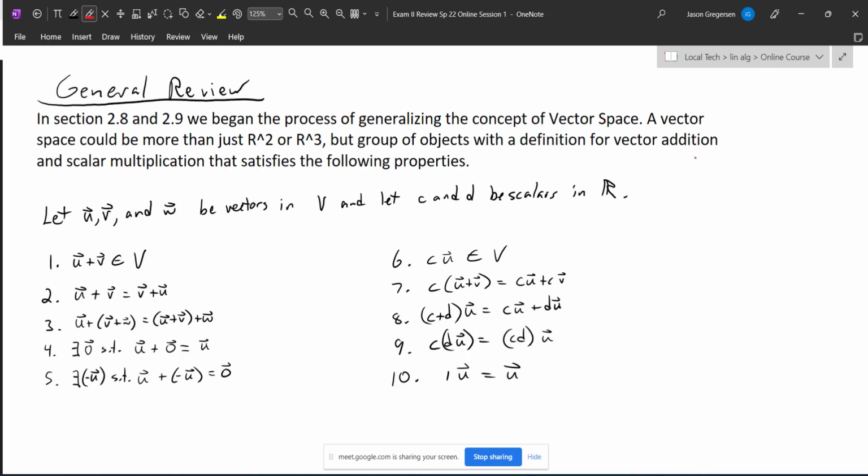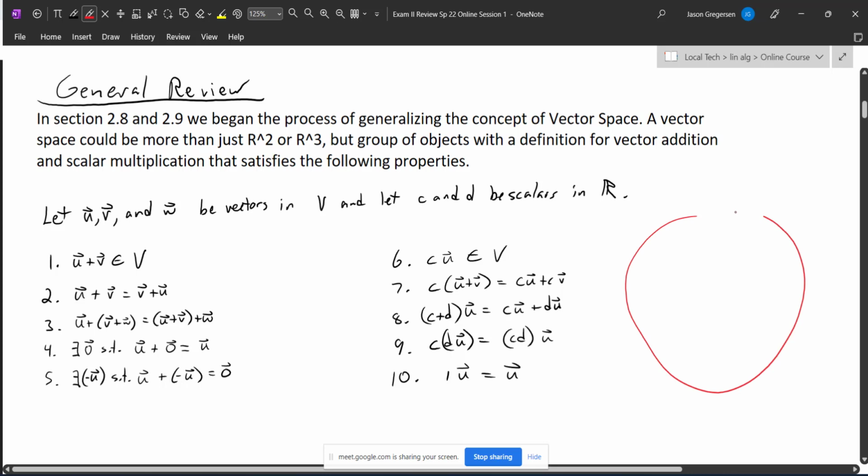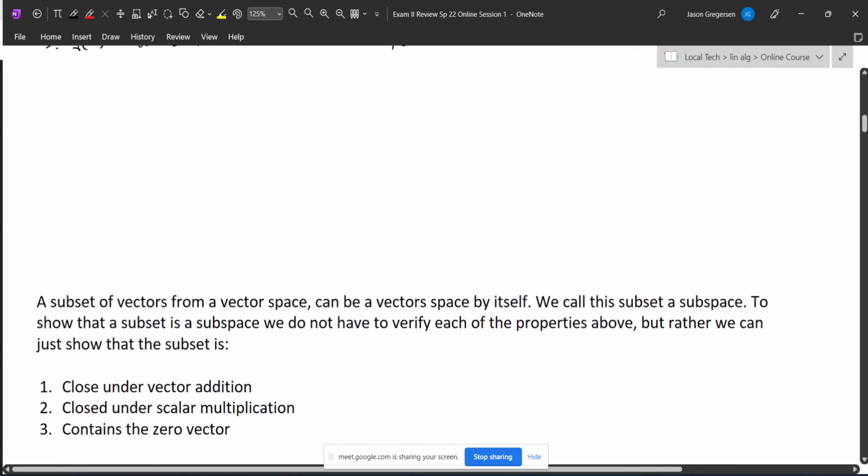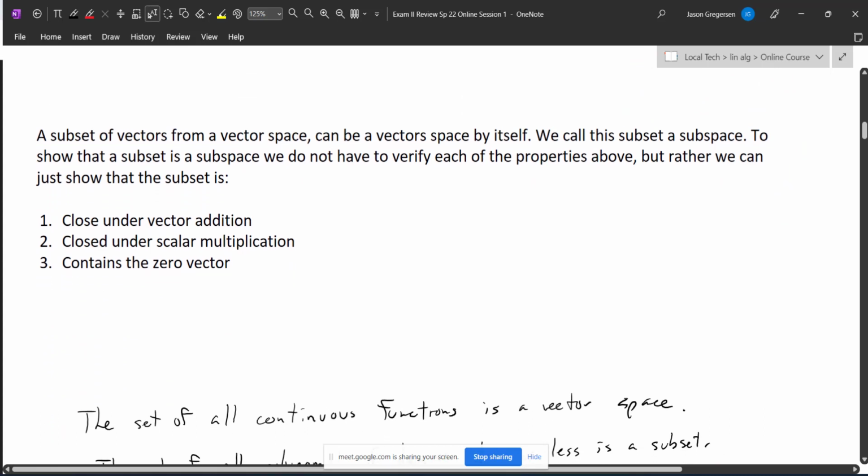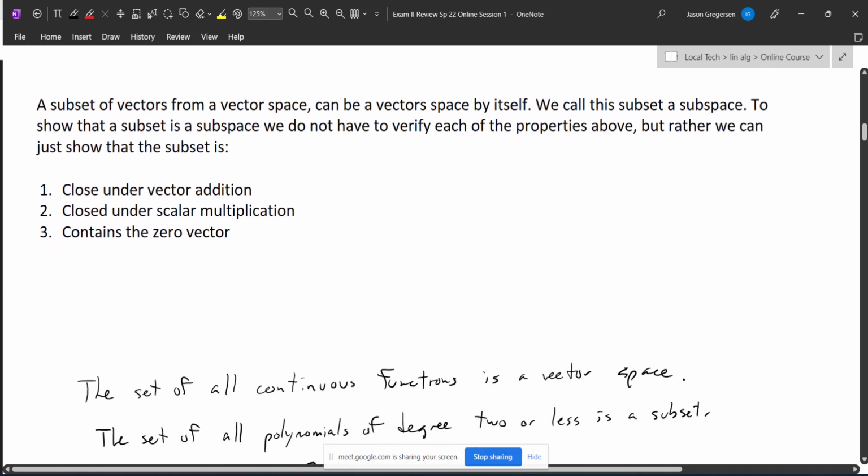Now in our focus on the course, we worked on subsets inside of a bigger vector space. And the question was, were these subsets actually vector spaces by themselves? And that's what we looked at. To show that a subset was a subspace, we didn't have to show all 10 properties held, but rather just 3: that the set was closed under vector addition, closed under scalar multiplication, and that 0 was in the set. If those 3 things were true, then our subset would be a vector space by itself.